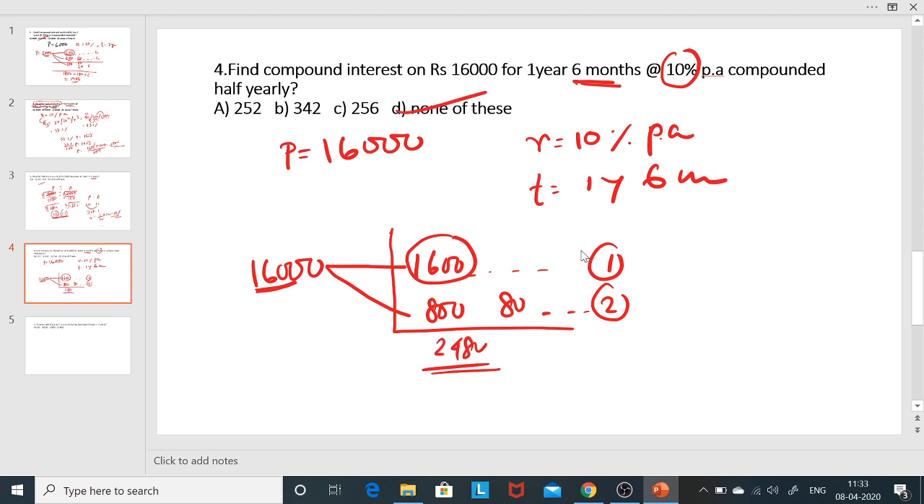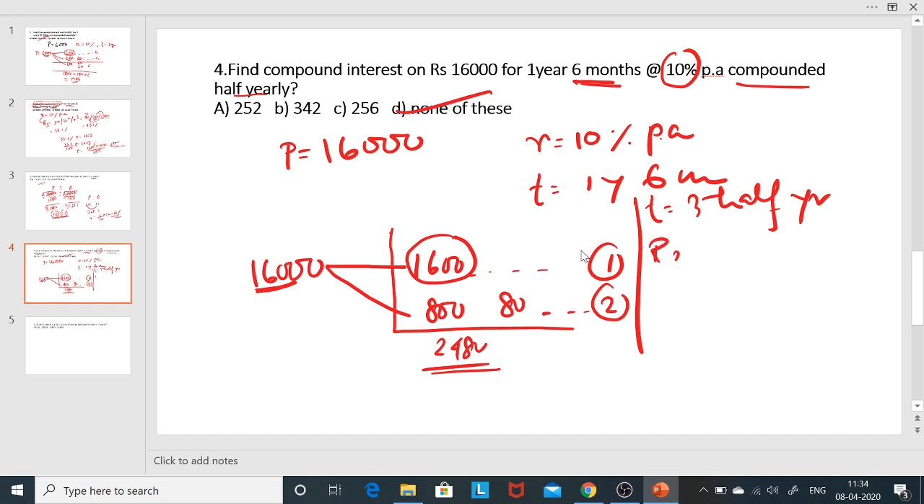Now another way you can solve this question, you can also convert this into 3 half years. As you see, it is compounded half yearly, so you can convert the time into 3 half years, because 1 year 6 month, basically it means 6 month plus 6 month plus 6 months, so basically it is 3 half years. So you can also convert the rate into equivalent rate of 3 half years.